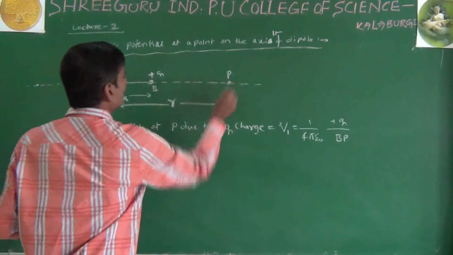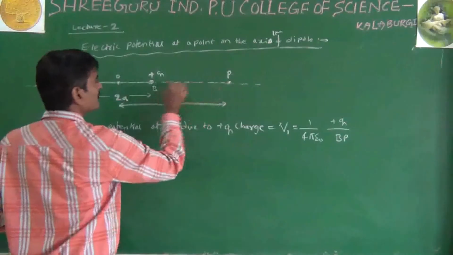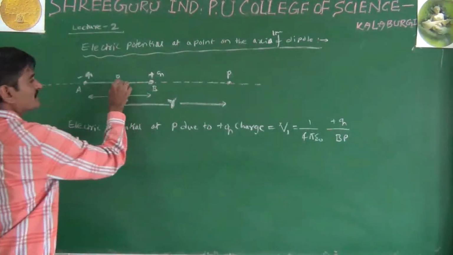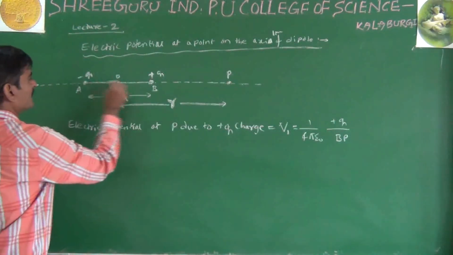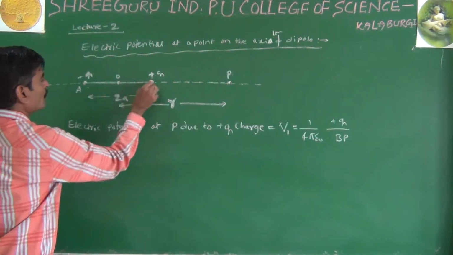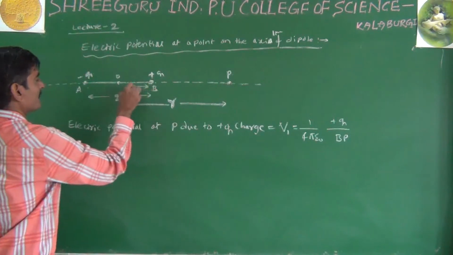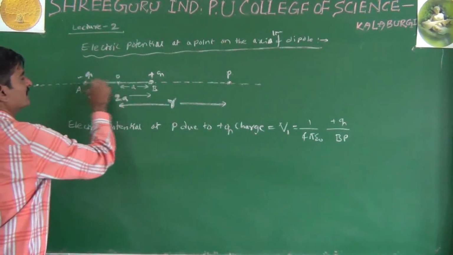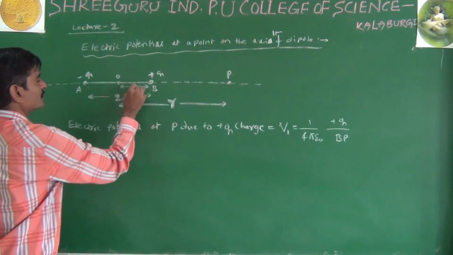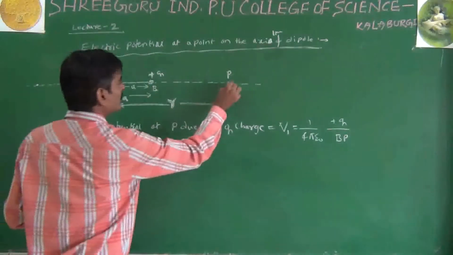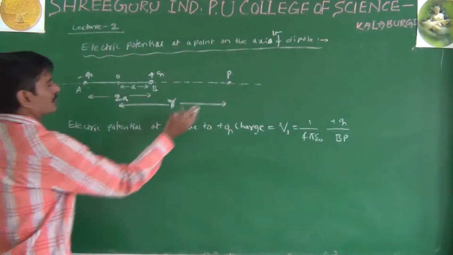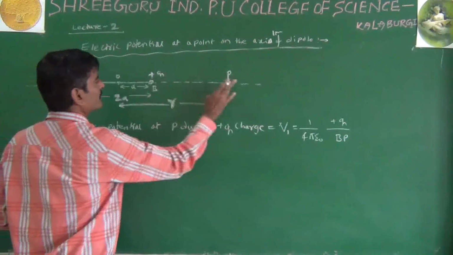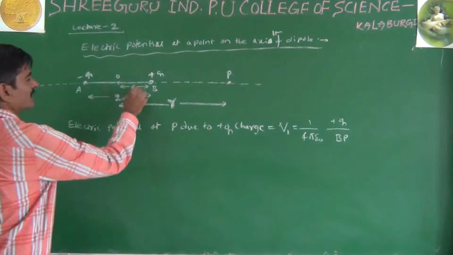And this BP can be done as, how will we write this BP? From P to O, distance is R. Now from A to B, distance is 2A. From O to B, the distance will be A, because O is the center of the dipole. And from P to O distance is R. So this distance from B to P will be R minus A.